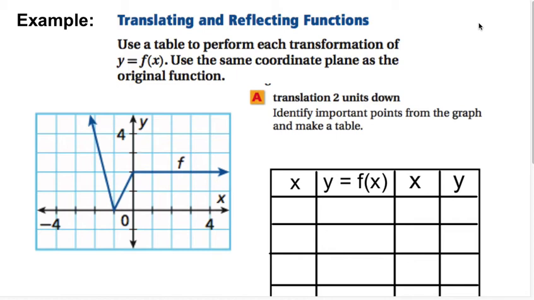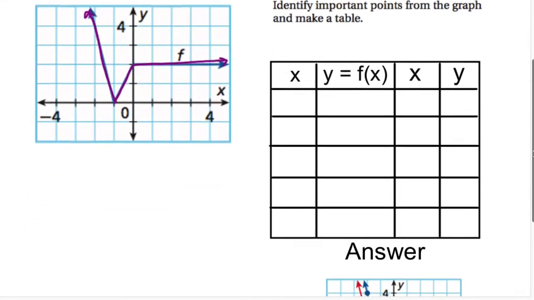where we had a W and we translated that W. Now we're going to do a couple things with a table again, but now it's not the shape of a W. Kind of goes decrease, increase, and then goes off to constant. So we're going to again pick some ordered pairs, some points.